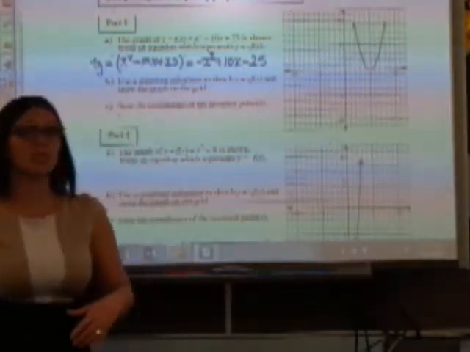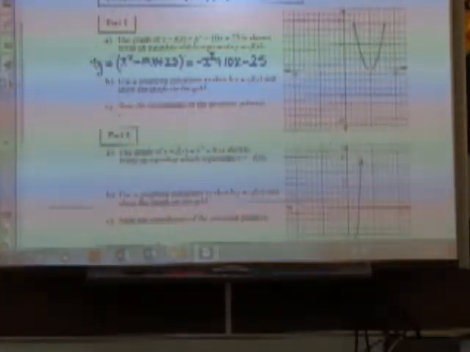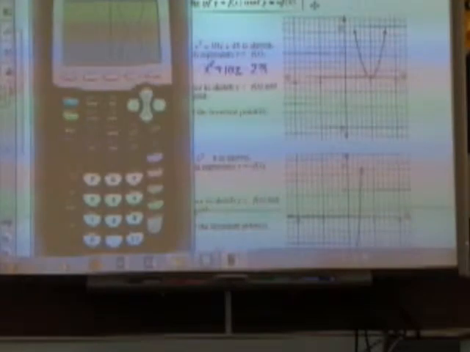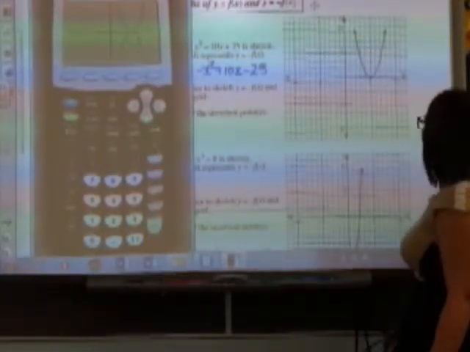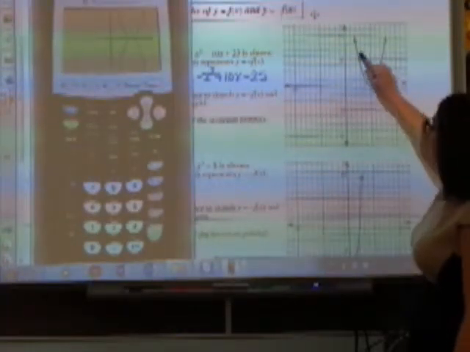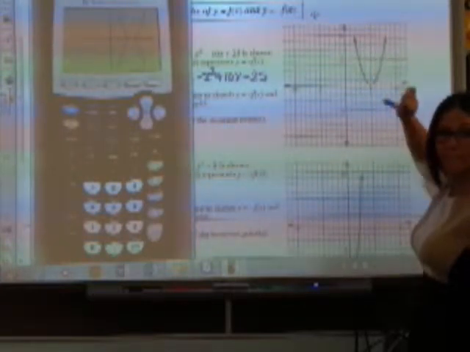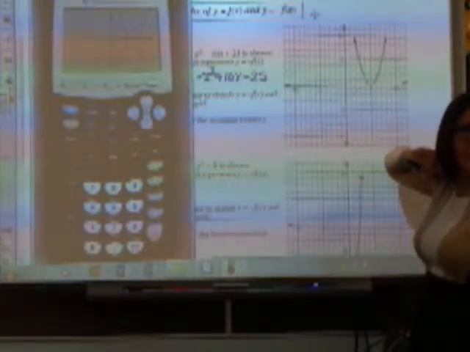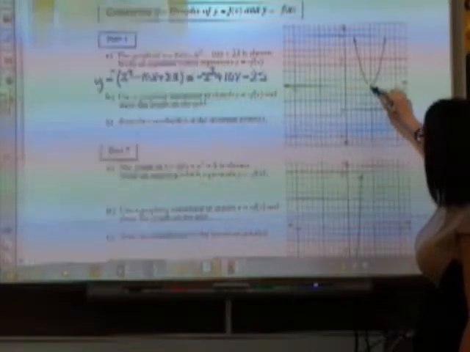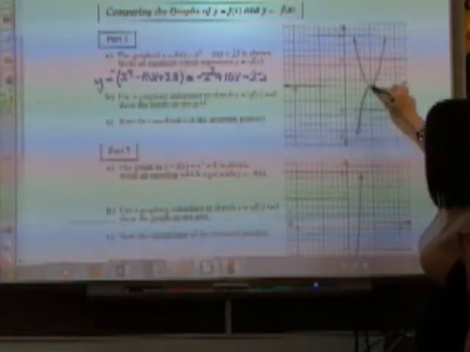So what I would like you to do is grab your graphing calculators and graph both equations so that you can see the before and the after. Your grid setting should be just a normal 10 by 10. So when I graph this new function, I get a parabola that looks the same as this, only what's happened to it? It's been reflected. Instead of pointing up, it points down.